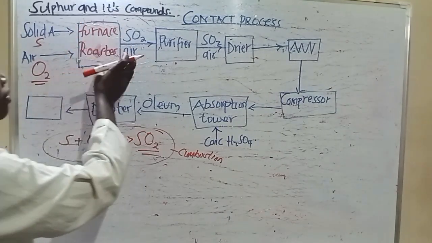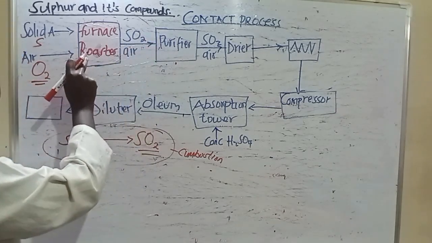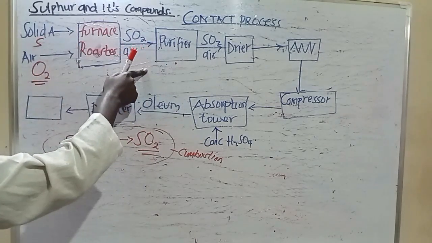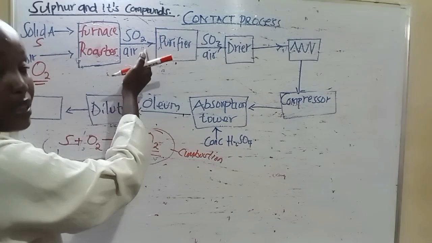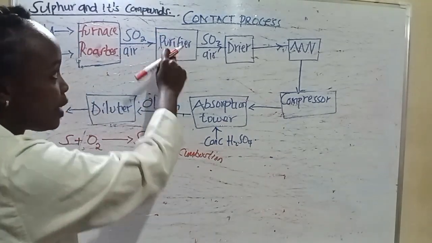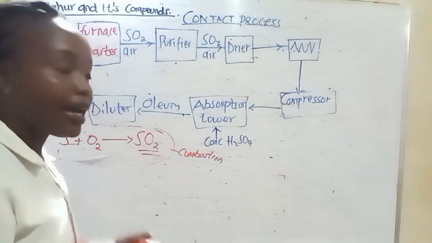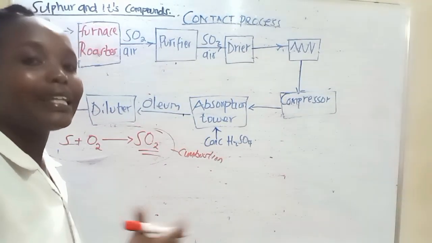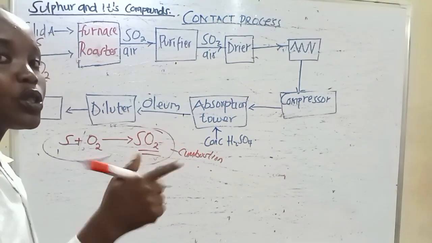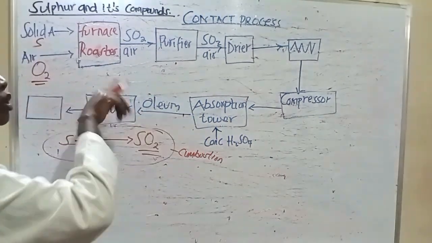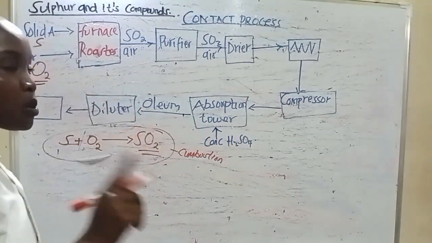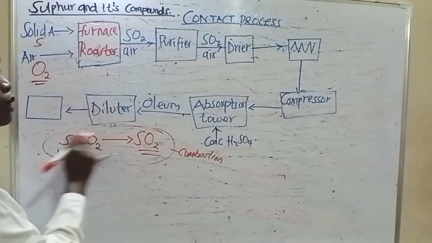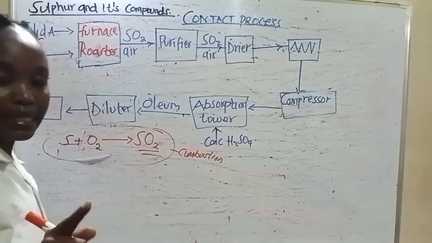Okay, so we have now the sulfur IV oxide that was formed, and air also, and some part of the air that didn't react, going to a purifier. Now, what is the purpose of a purifier? Purifying is like cleansing or cleaning something. Remember, in the contact process, we are going to have a catalyst that is going to help us in the formation of sulphuric VI acid.